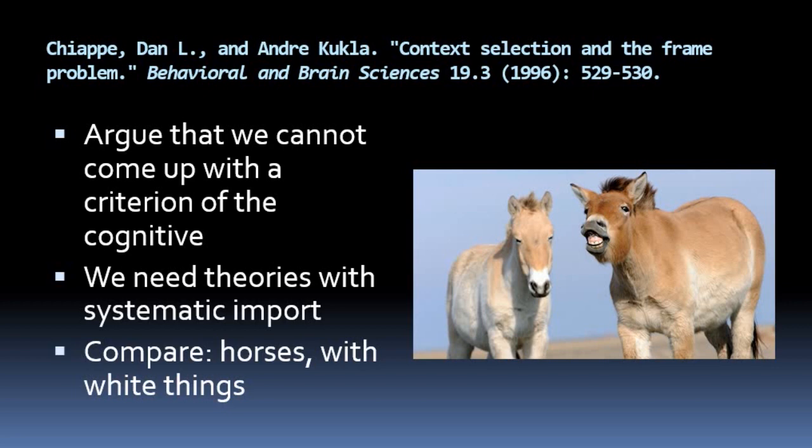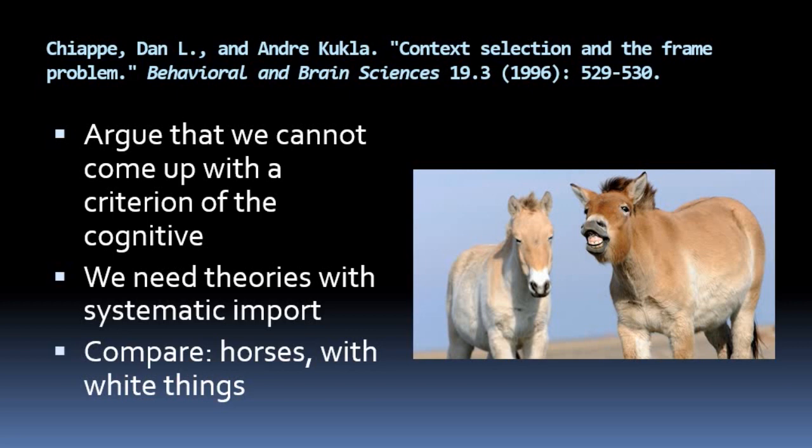Now compare horses with white things. Are there any generalities, other than being white and different ways of saying that? Is there anything that's shared amongst all white things? Say, look, here's a white thing. It's flat and kind of floppy. Therefore, white things in general are flat and kind of floppy. No, right?